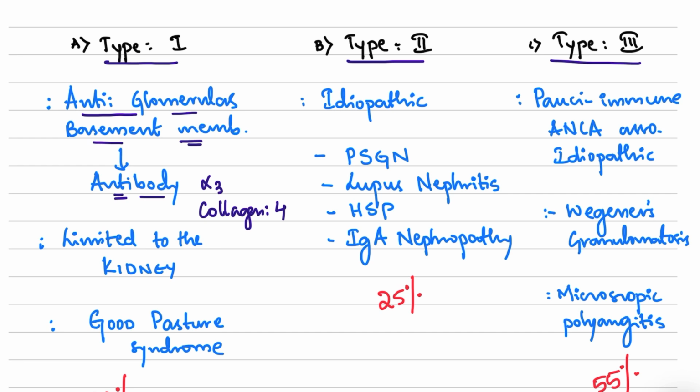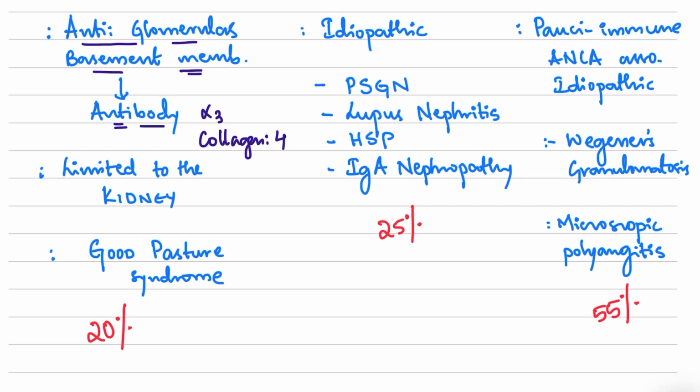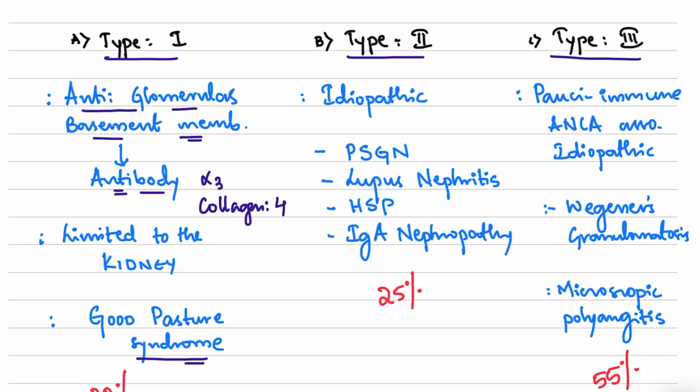So when these antibodies cross react with the pulmonary alveolar basement membrane, this leads to something called Goodpasture syndrome. What is Goodpasture syndrome? Because of these antibodies acting on the pulmonary alveolar basement membrane, this leads to pulmonary hemorrhages as well as recurrent hemoptysis. So that is the basis of type 1.